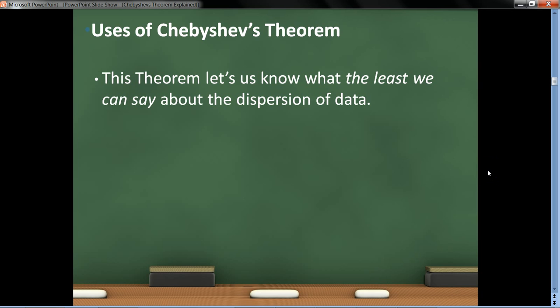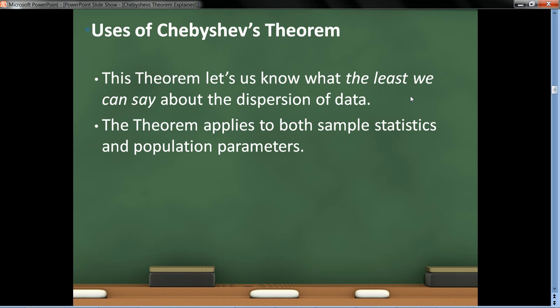Now, Chebyshev's theorem lets us know a lower bound, so to speak. It lets us know what the least we can say about a set of data would be, in terms of its containment, not knowing anything about its dispersion. The theorem applies to both sample statistics and population parameters. So we can either use the sample mean and standard deviation, x bar and s, respectively, or we could use the population parameters, population mean mu and population standard deviation sigma.